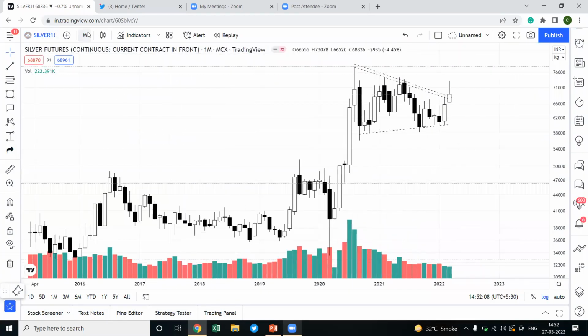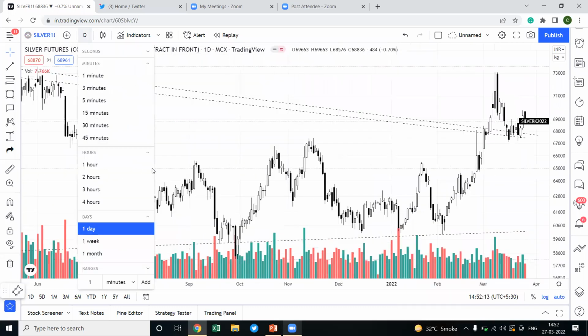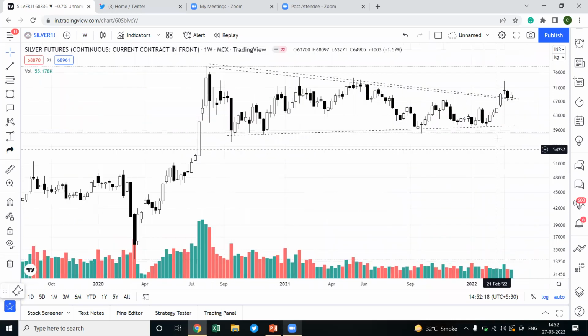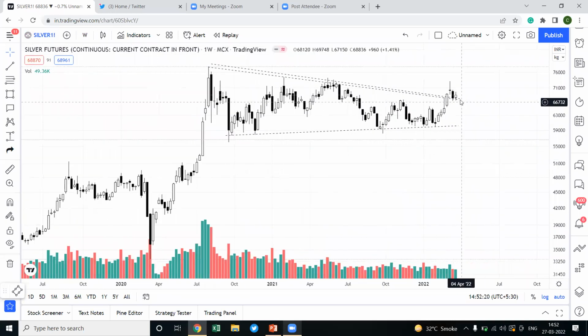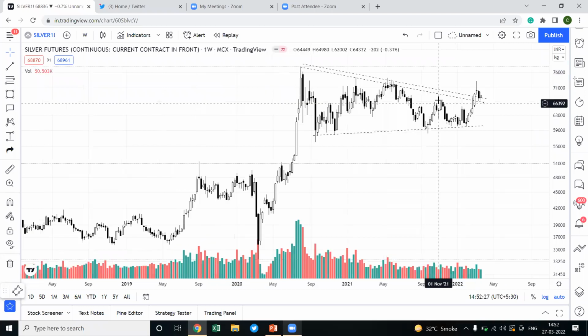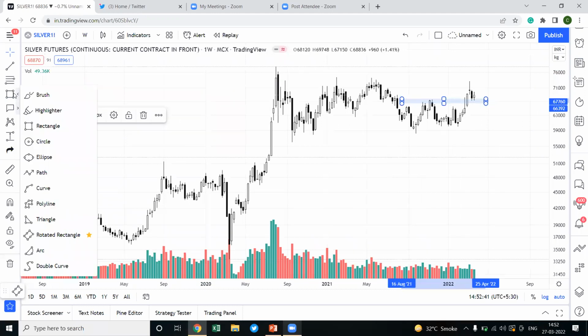Over here in silver, again, you can see that silver is trying to break from this particular zone, a symmetrical triangle formation, or this is a descending triangle formation. The important zone for silver is, this is a weekly chart, so it will find some support near the 66K mark, whereas there is a major resistance for silver.